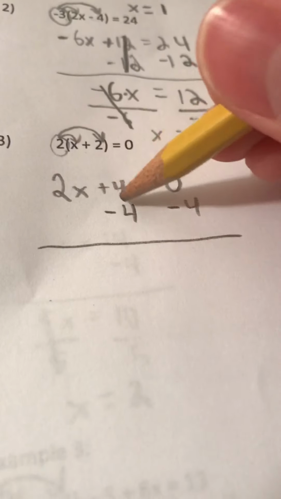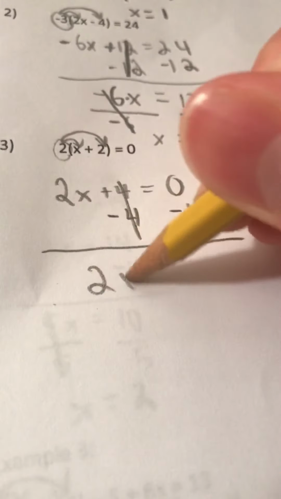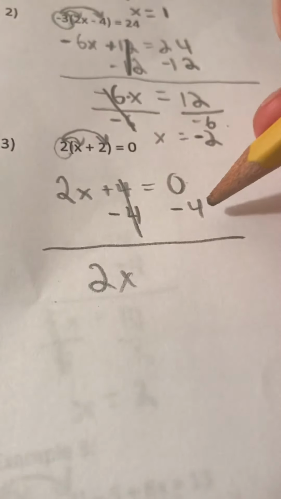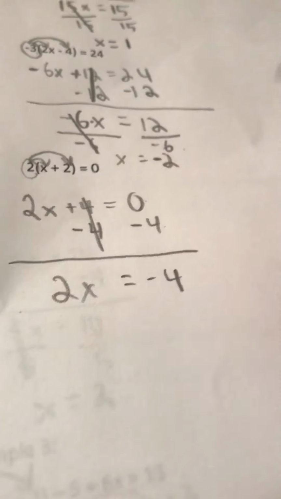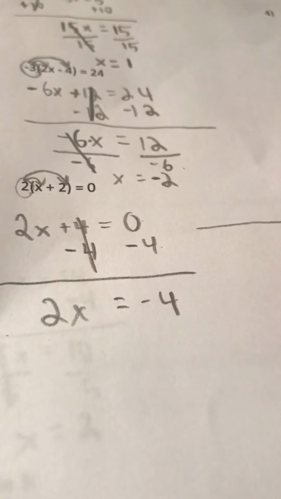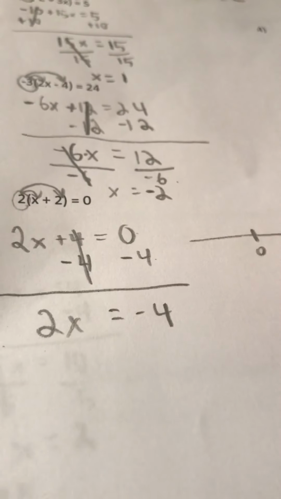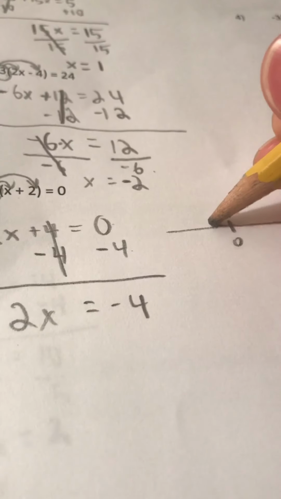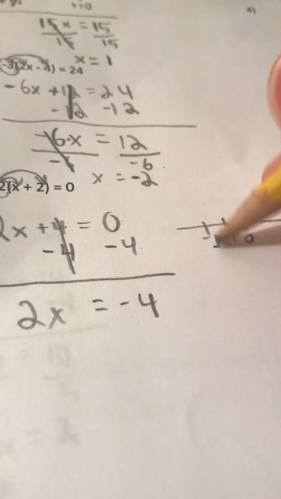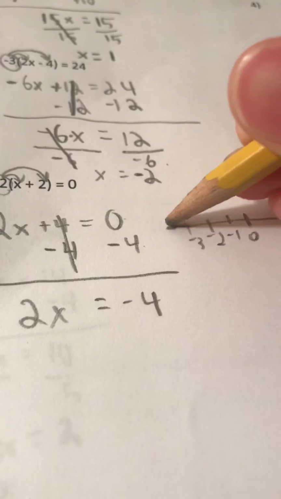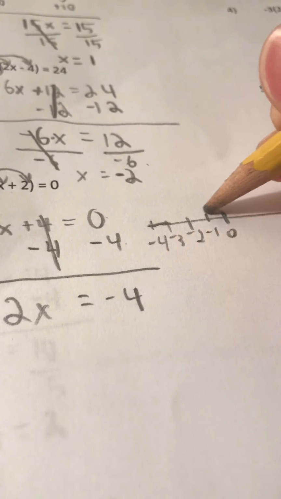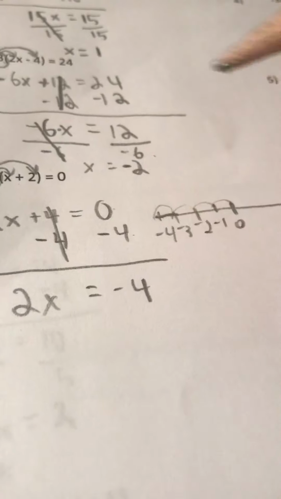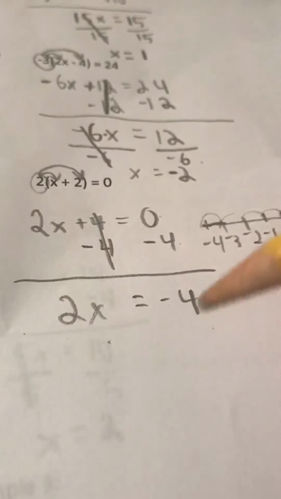On the left side, the 4s cancel out, leaving just a 2x. On the right side, 0 minus 4 equals negative 4. You could type that in your calculator, or you could also just notice that I'm at 0, and then I'm going to take away 4. So if I'm at 0 and I take away 4, I'm at negative 1, negative 2, negative 3, negative 4. So 2x equals negative 4.